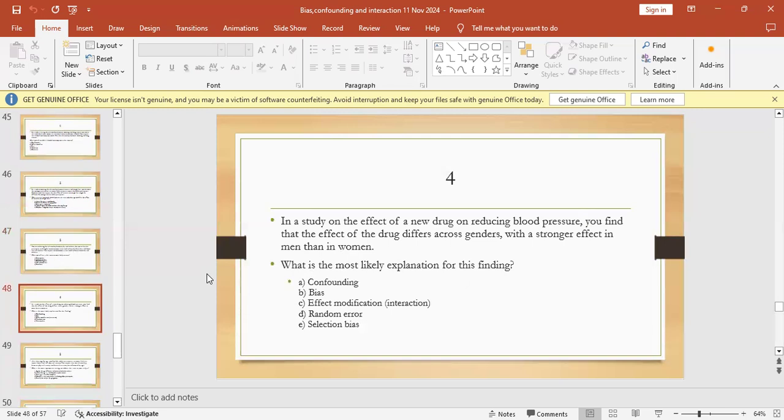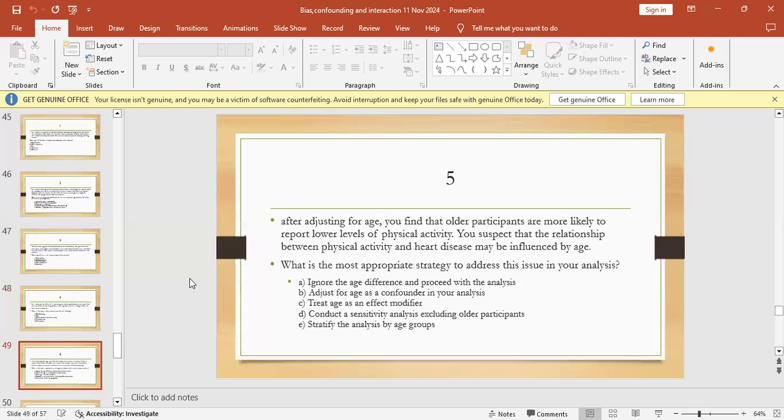Fourth MCQ is, in a study on the effect of a new drug on reducing blood pressure, you find that the effect of the drug differs across gender, with a stronger effect in men than in women. What is the most likely explanation for this finding, whether confounding bias, effect modifier, random error, or a selection bias? This is effect modification or interaction. See, here the gender, the effect of the drug on men is greater than in women. So the gender here plays the role of an effect modifier.